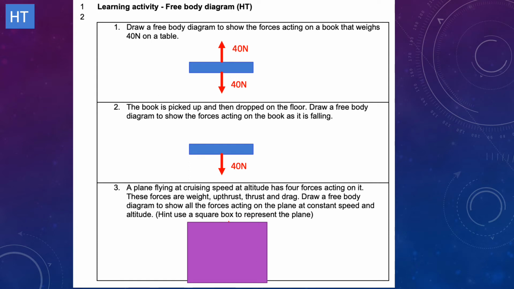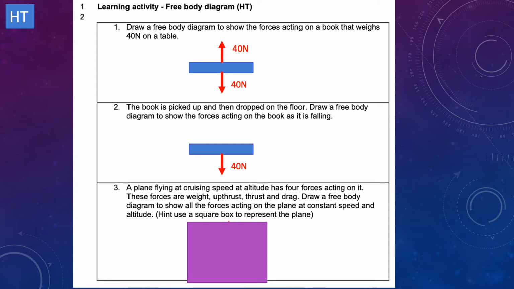Number 3, a plane flying at cruising speed at altitude has 4 forces acting on it, and these forces are weight, upthrust, thrust, and drag. And it's asking you to draw the free body diagram to show all the forces acting on that plane at constant speed and altitude. So the key word here is that it is acting at constant speed.